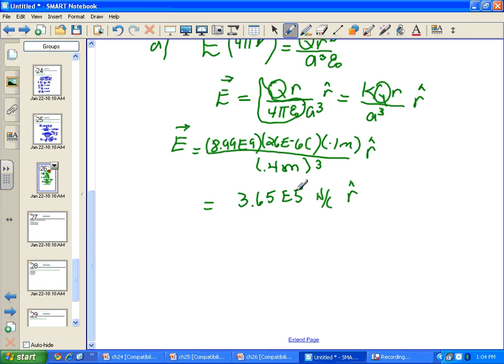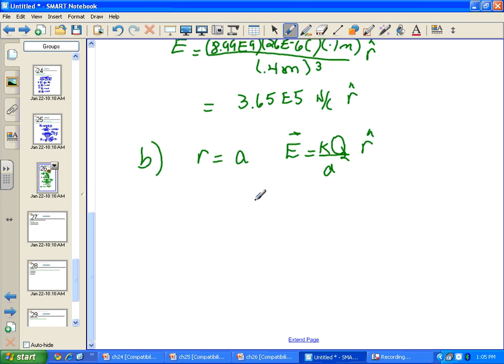Now, in part B, we are asked to determine the electric field at the position r equals A. Well, when we look at this expression here, when r is equal to A, let's use this expression right here. KQ, R equals A, one A here cancels one of the denominator, and so the expression becomes KQ over A squared R hat.